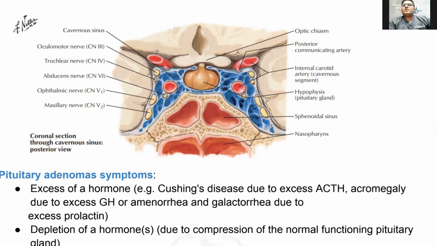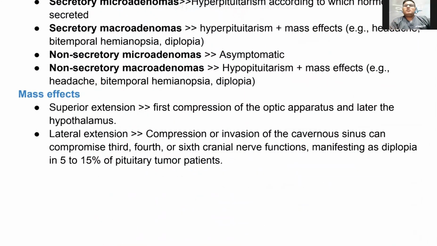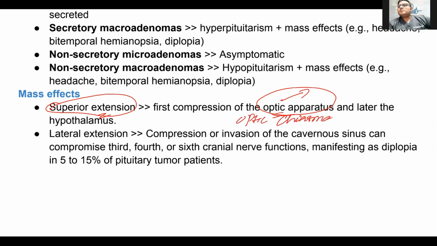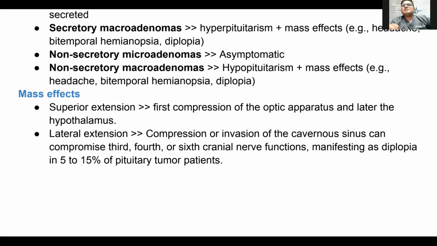Okay. On the basis of anatomy, now we will study the mass effects. So you can see if it goes in the superior extension, it will compress the optic apparatus, and later it can compress the hypothalamus. When it compresses the optic apparatus, that is the optic chiasma, it will cause the symptom which is bitemporal hemianopia. Okay.